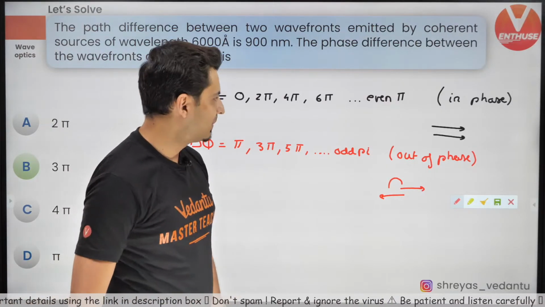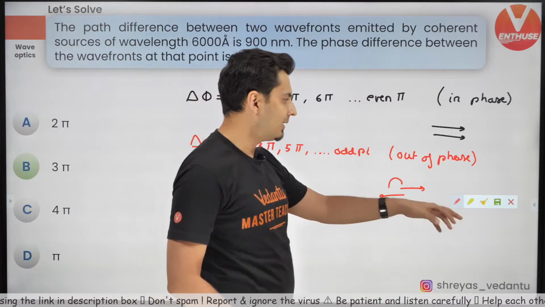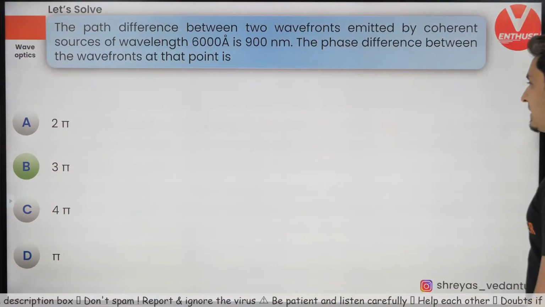Very good, Rishabh. Join in. Okay, very, very important: out of phase and in phase.